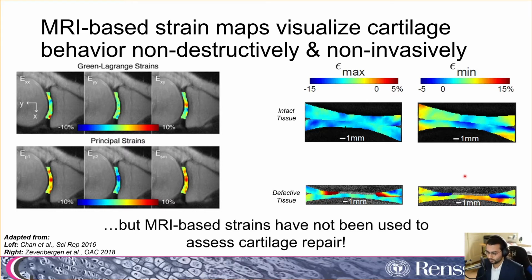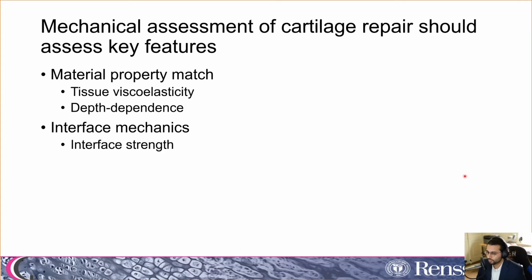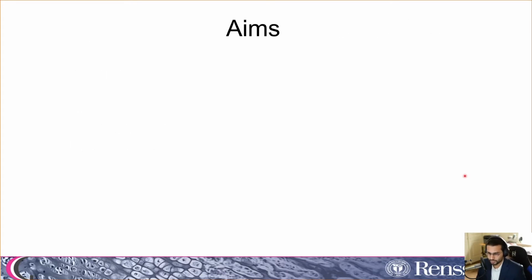So that brings us to the objective. The objective of this project is to assess the ability of MRI-based strain mapping in evaluating cartilage repair. So we know that cartilage repair should pay attention to a few key assessments: tissue viscoelasticity, depth dependence of its material properties, as well as looking at interface mechanics, mainly the interface strength. So based on paying attention to these key properties, we develop the following aims.